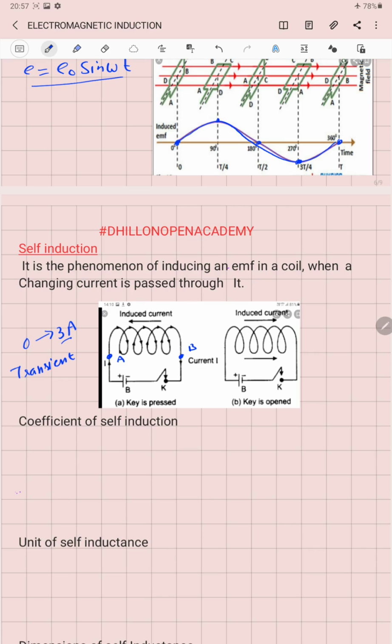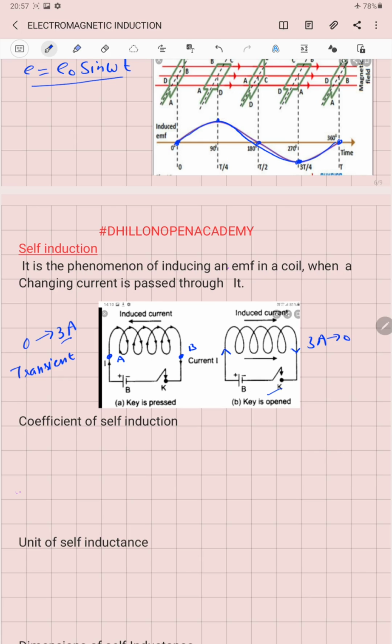The same thing happens when you suddenly open the circuit. When the circuit is suddenly opened, the current in the circuit from the battery begins to fall. Now it has to move from 3 ampere to 0. Again transient conditions will arise, so the decreasing magnetic flux will induce another EMF and another current will be induced inside the coil. But in this case, the induced current will reverse its direction. The induced current which was earlier flowing in the anti-clockwise direction will now flow in the clockwise direction.